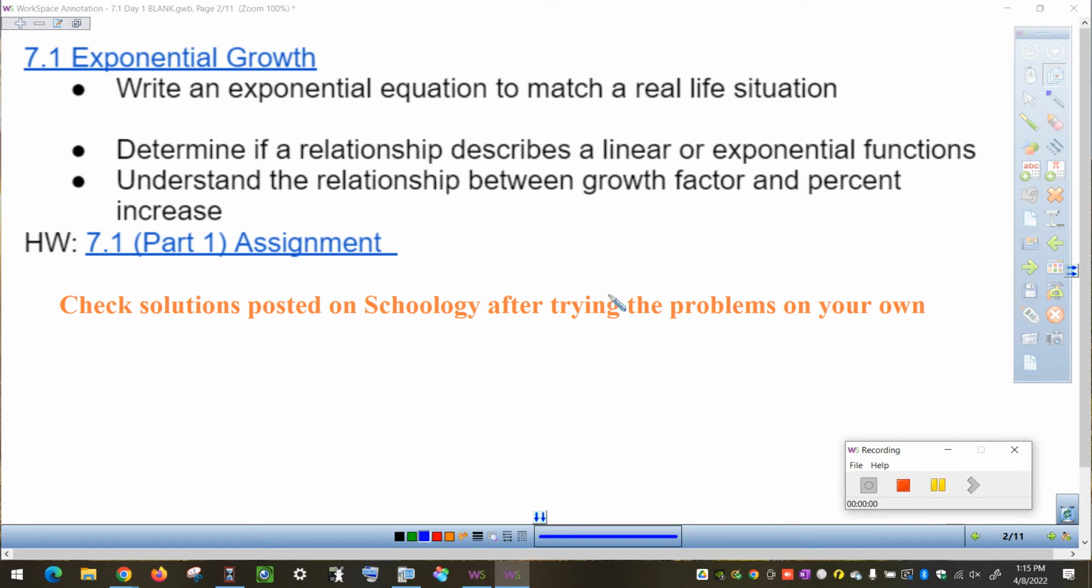And so our learning targets are first going to be writing an exponential equation that matches a real-life situation. We're also going to determine if a relationship describes linear or exponential. And finally, we're going to understand the relationship between growth factor and percent increase.